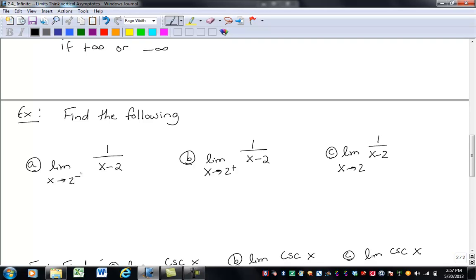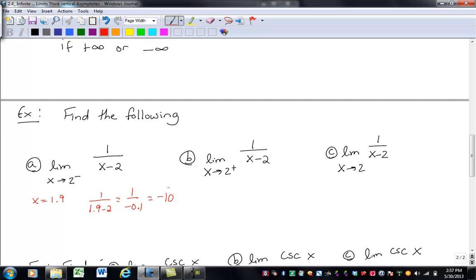So I'm going to choose a number very close to 2, but it's going to be smaller than 2 because I want to find the left-hand side limit. And numbers on the left-hand side are smaller. So I'm going to choose any number that's really close. How about 1.9? That's to the left of 2, and it's close. If I plug 1.9 in for x, I get 1 over negative 0.1, which is negative 10.